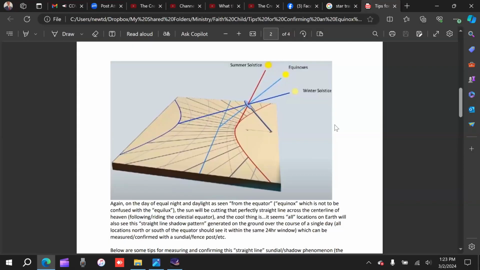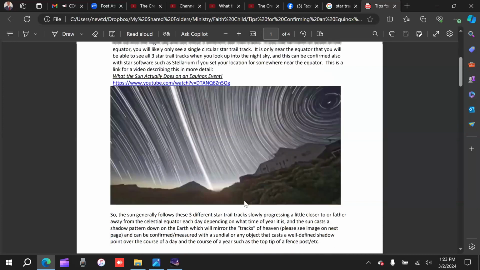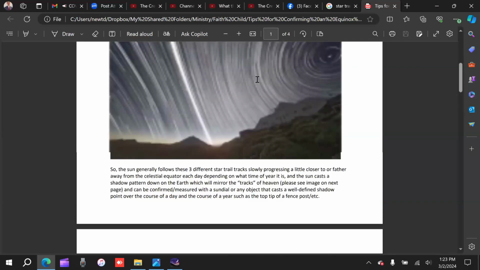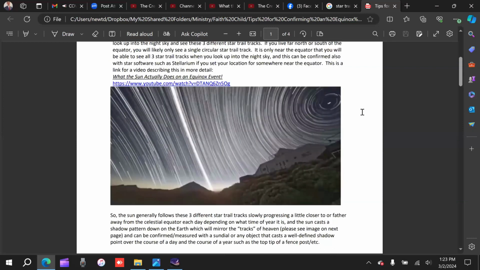Now, why does this happen? So three patterns, two curves, straight line up the middle. So this is a picture of a star trail, and you can Google these. You have to be careful. Some of these star trail images that you'll see online are actually real. Some are not.